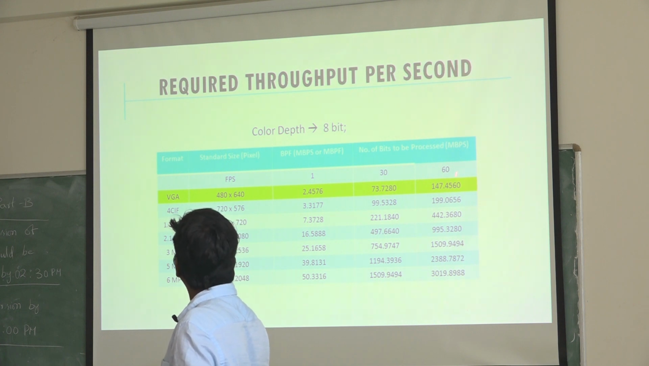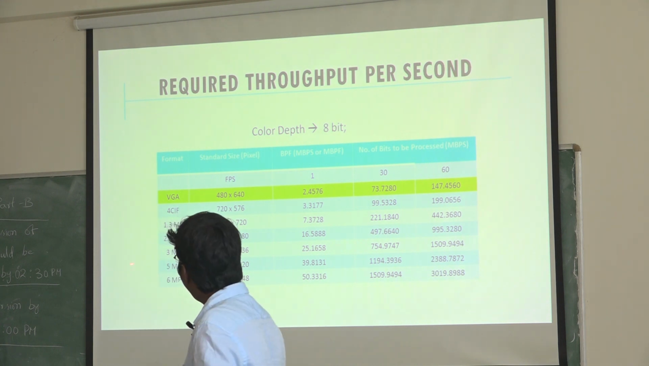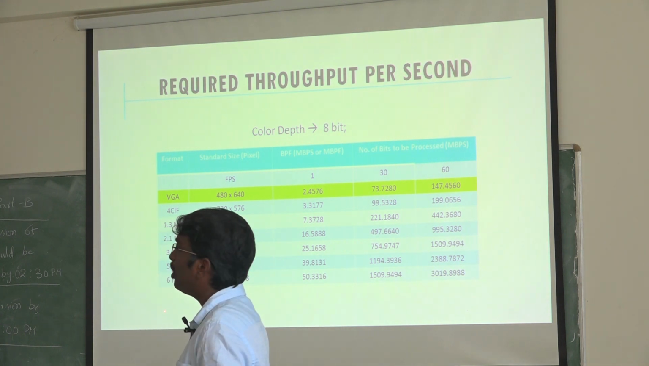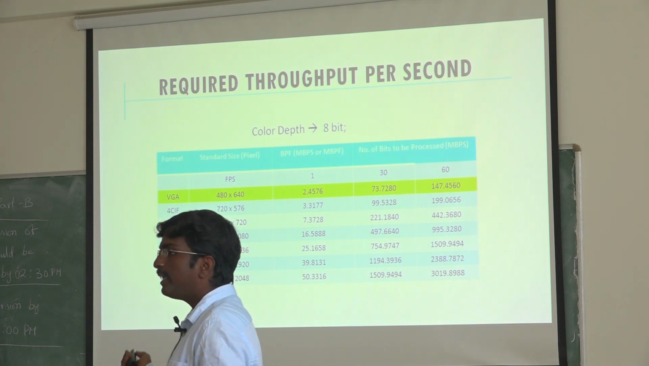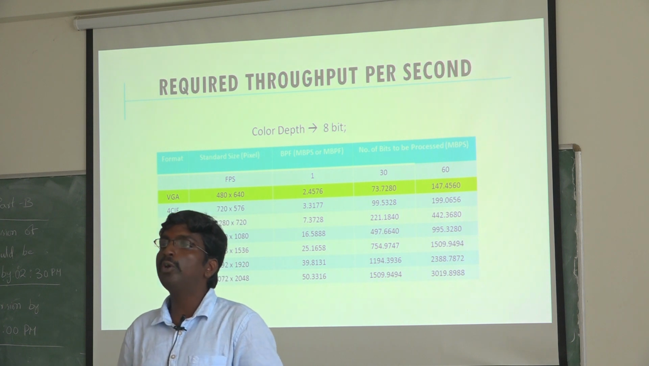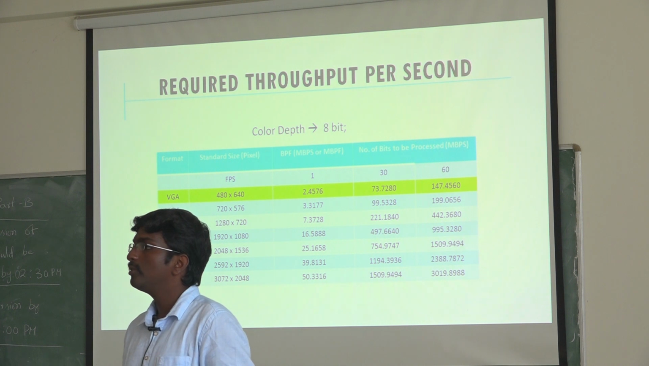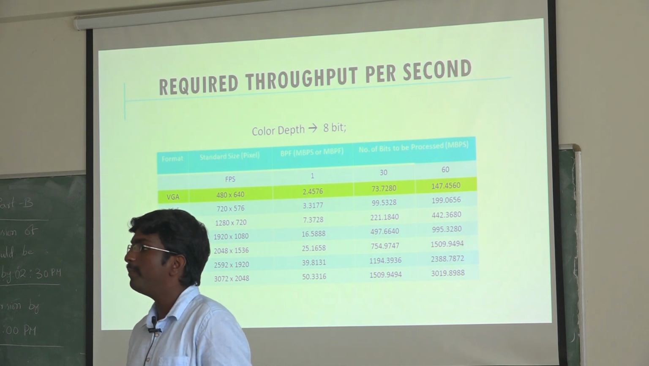At 60 frames per second, it's 147 million bits per second. Similarly, from VGA, if I keep moving to the next standard, just look at the bits. If I want to process this many bits per second, what should my system speed be? How effective should my system be?